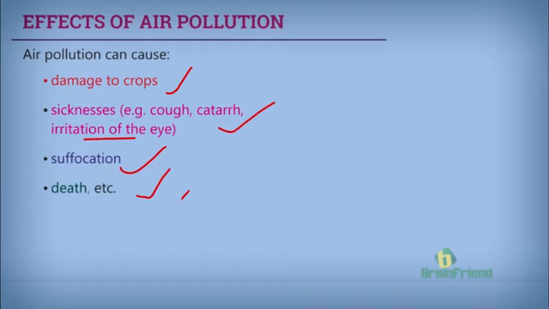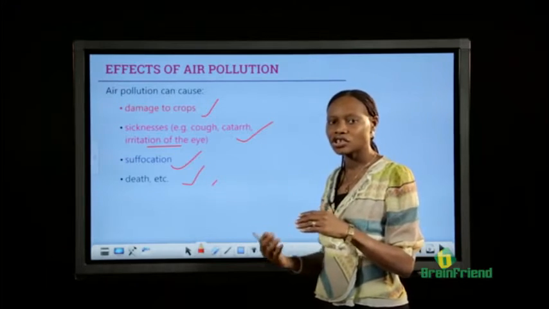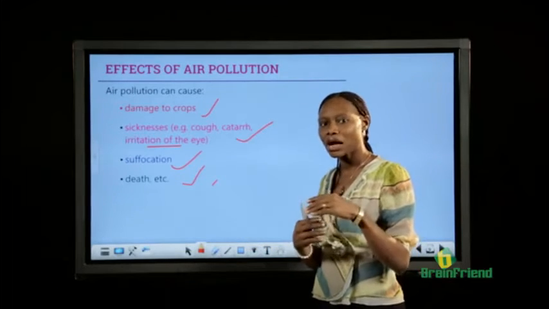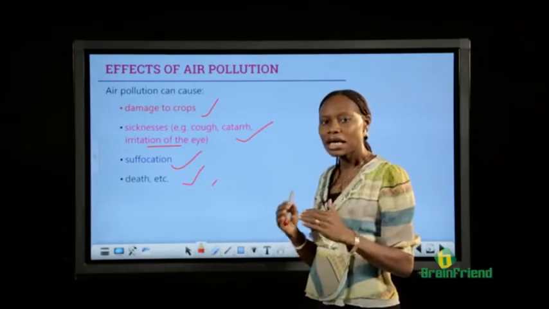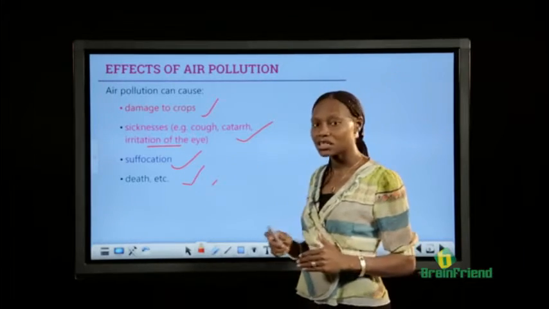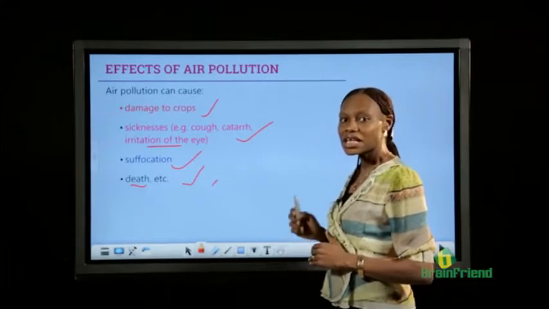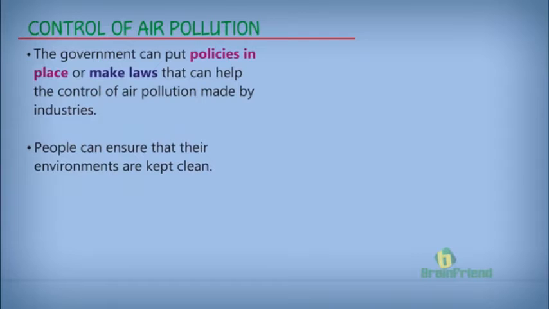Someone left in a house alone with the exhaust of a generator, if the smoke that comes out of the generator is channeled into the house and the house is closed, a person there will gradually choke, and if nothing is done about it, the person may die. So air pollution is very dangerous. What then do we do about air pollution? Let's talk about how we can control pollution.